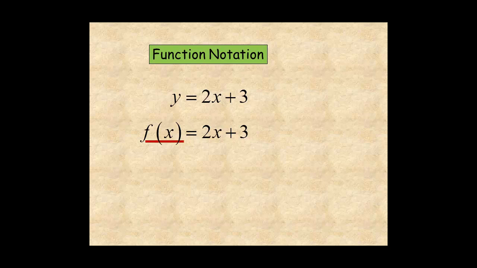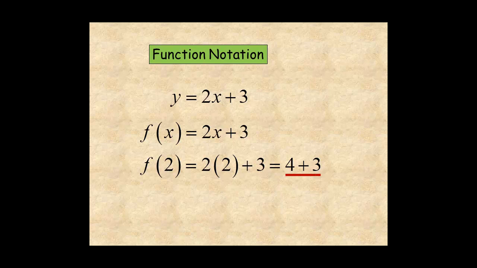For example, f of 2 is the value of the function when x equals 2. That's 2 times 2 plus 3, which is 4 plus 3, which is 7. So you can say f of 2 equals 7. You have the ordered pair 2, 7.